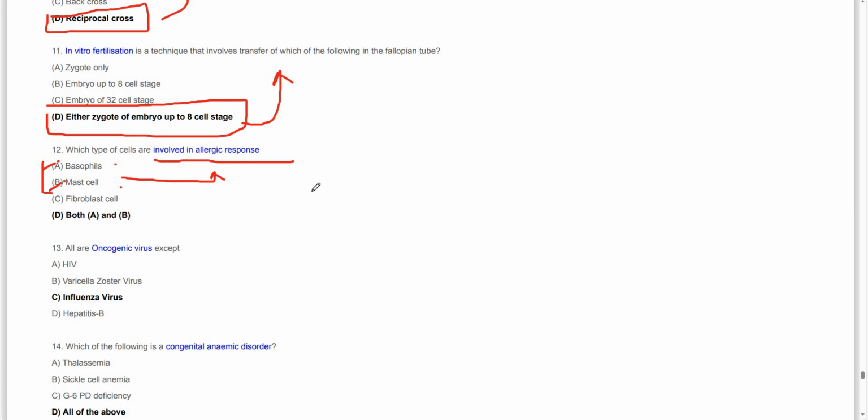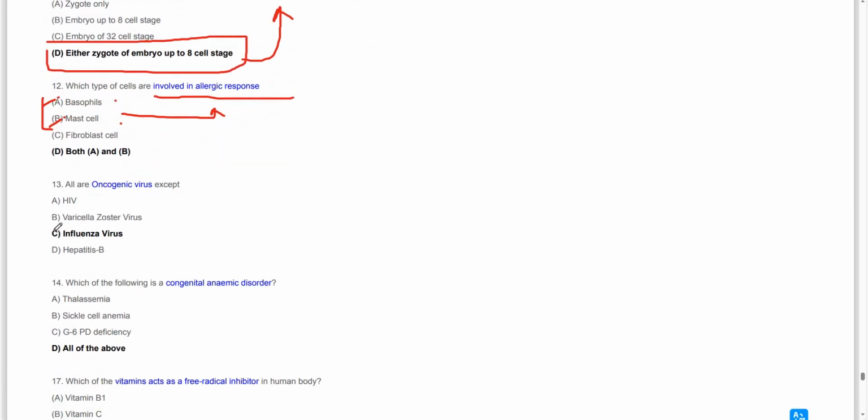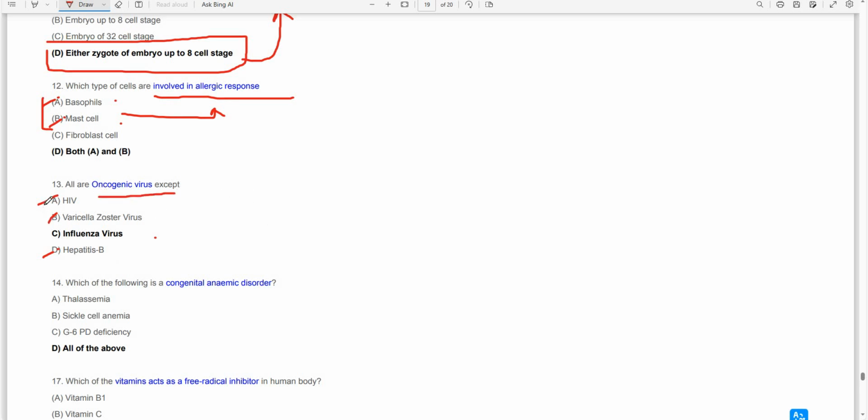Moving on, all are oncogenic viruses except influenza virus. Influenza is not oncogenic, but HIV is. Then hepatitis B, and varicella zoster virus. HIV, varicella zoster virus, and hepatitis B are all oncogenic viruses.